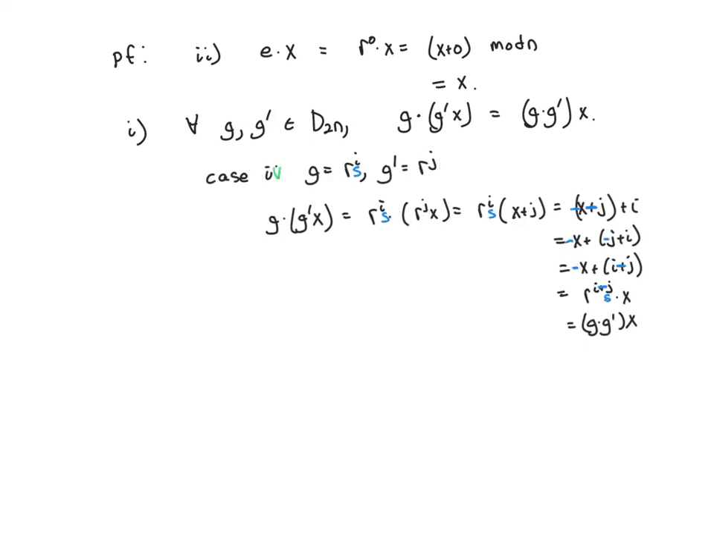Finally, you can check in the fourth and remaining case, where the outer group element is a reflection and the inner group element is a reflection, that you do in fact get that acting by one element and then the other is the same thing as acting by their product. Hence, the dihedral group does in fact act on 0 to n minus 1.